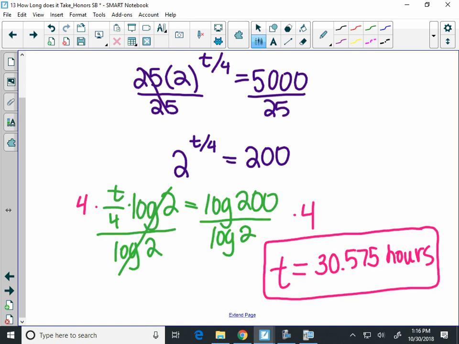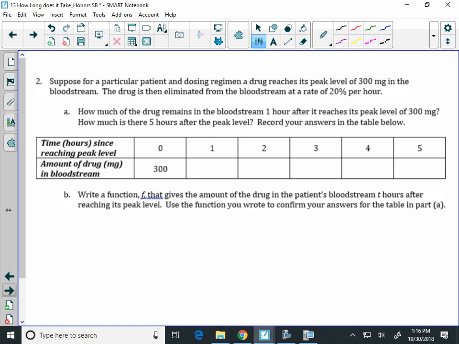So we solved this one. The next one's going to be pretty easy to solve here too. It's setting up the model I want to make sure we remember. So for a particular person, you get a dosing regimen of a drug, like an ibuprofen type thing. If you ever read the bottle, it says take this much medicine every 4 hours or 6 hours. It says it reaches a peak level of 300 milligrams in your bloodstream.